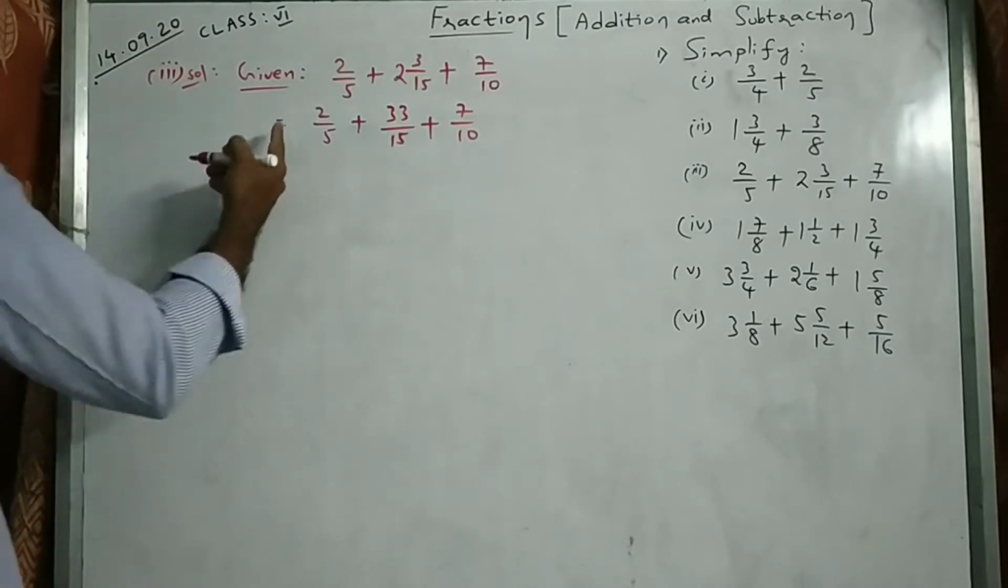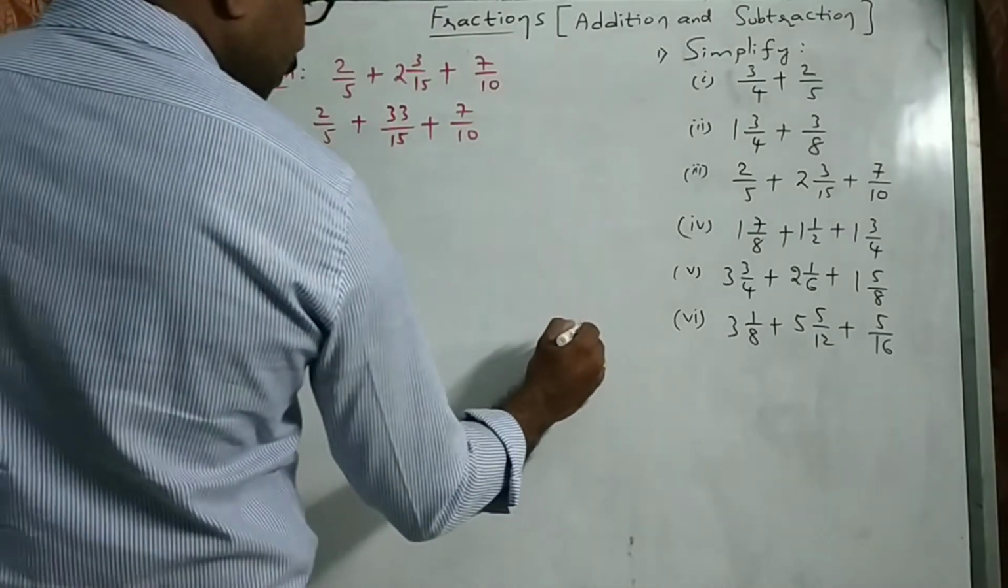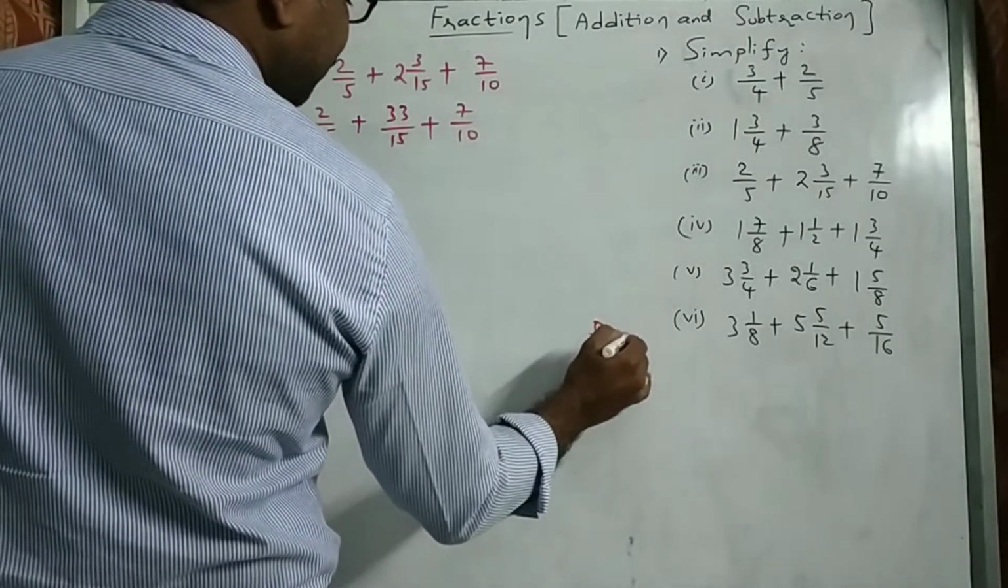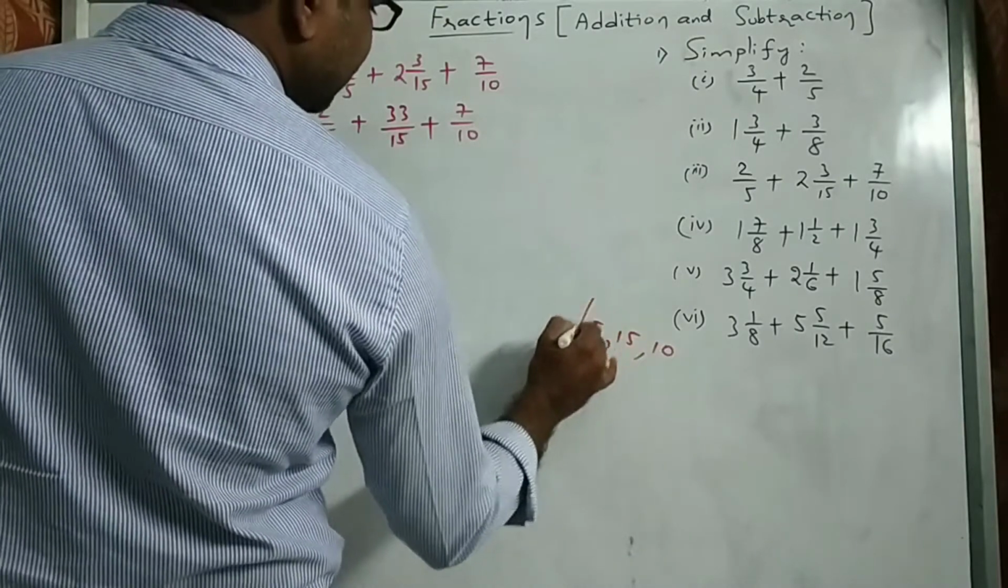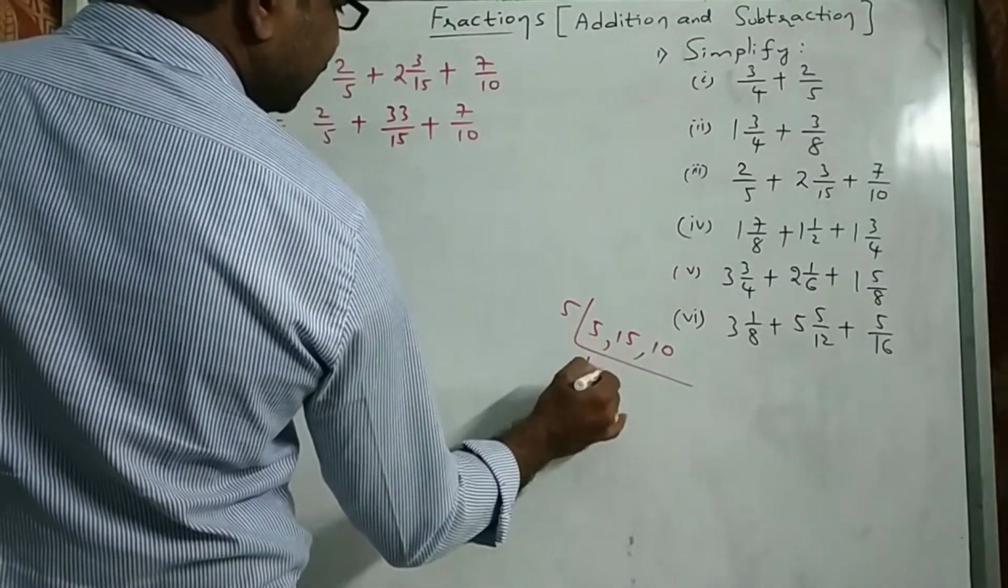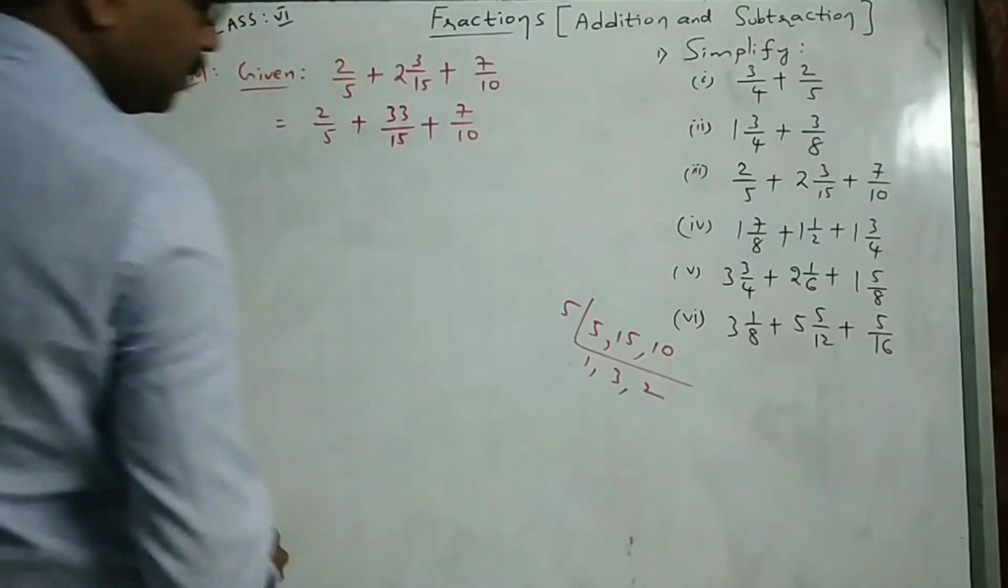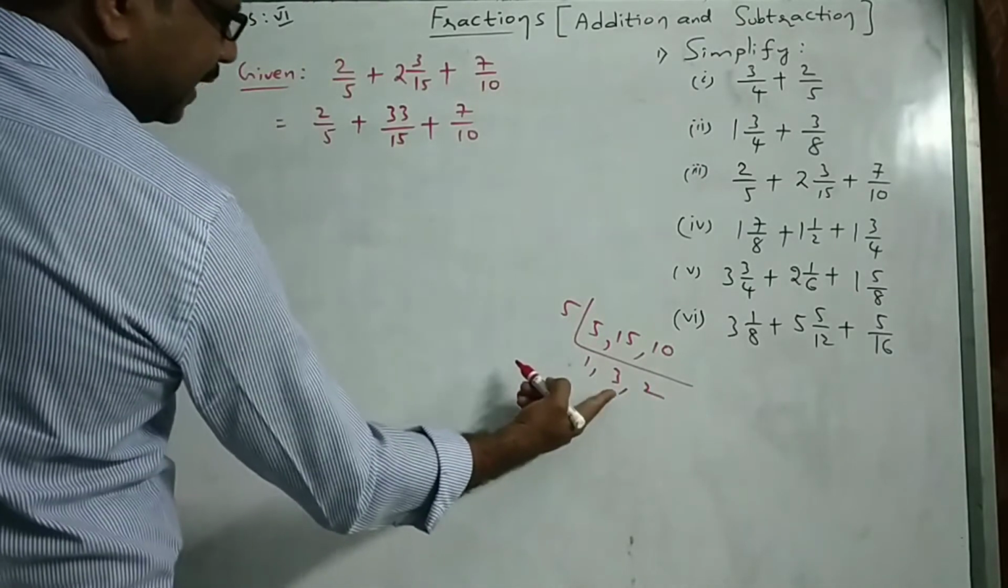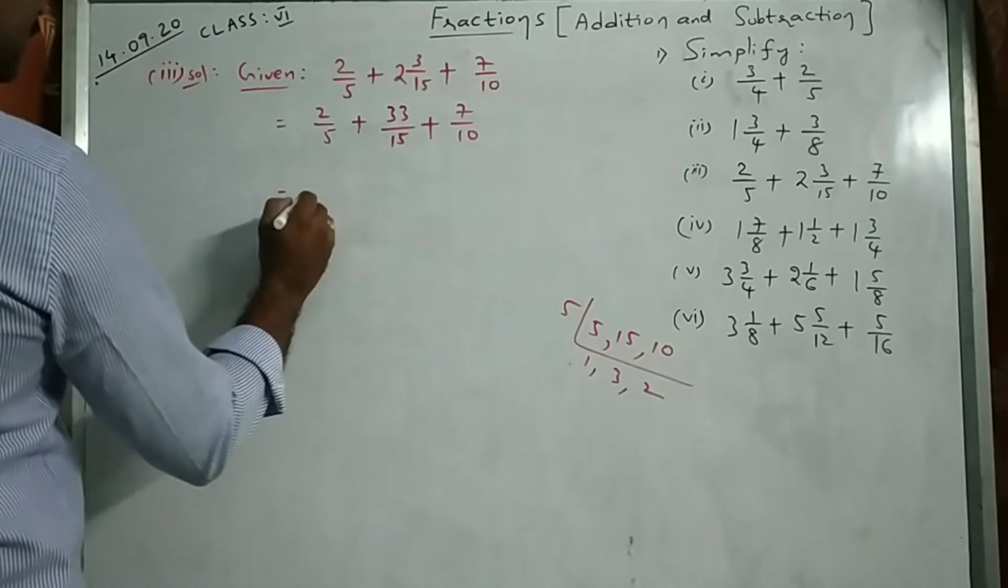Now you take the LCM of denominators. What is the LCM of the denominators 5, 15, 10? So let us see, 5 1s, 5 3s, 5 2s. So what is the LCM here? 5 3s are 15, 15 2s are 30.